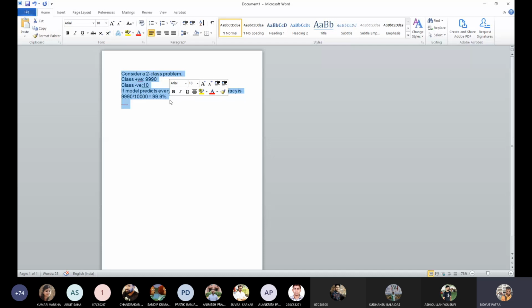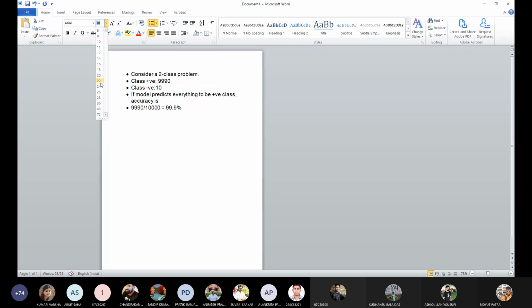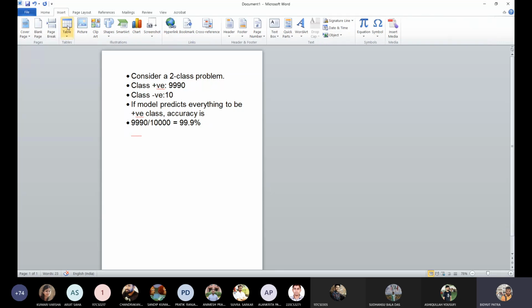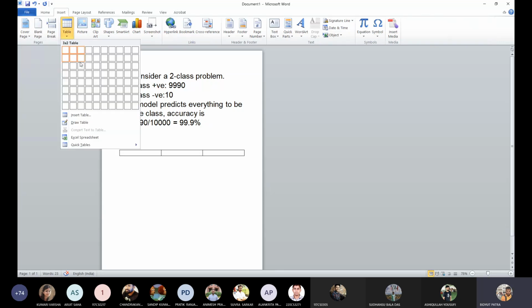So the same question is here. Consider a two class problem. Positive class is 9990 and negative class is 10. If the model predicts everything to be positive class, then what will be the accuracy? Let me draw the confusion matrix for this scenario. So you have a table.